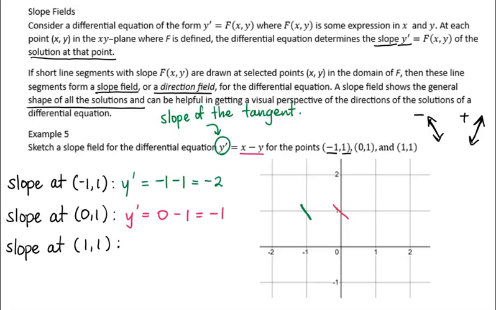And then at 1, 1, y prime is equal to x minus y. That's 1 minus 1, which is 0. So at the point 1, 1, I'm going to draw in a little line segment with a slope of 0. So those 3 little line segments give us the slope field for this differential equation at those 3 points.